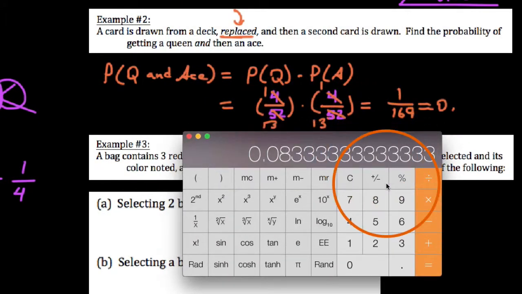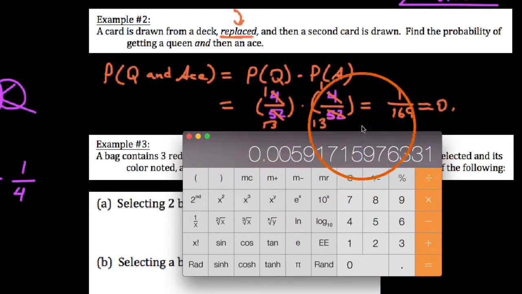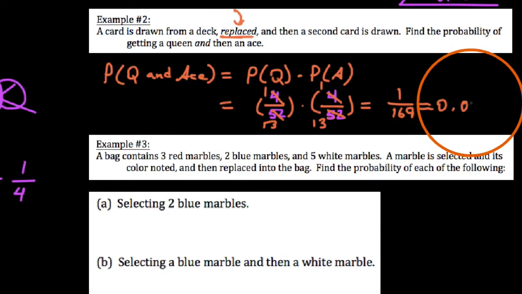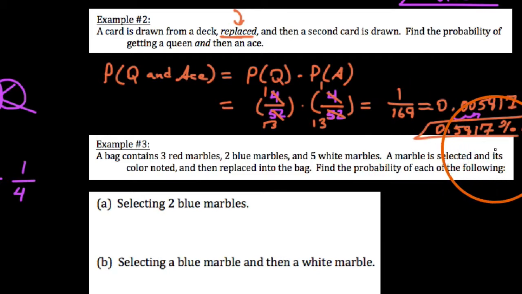So we'll go ahead and take that 1 divided by 169 here, and we get about 0.005917, so 0.005917. And then if we scooch this decimal twice to the right, we actually get a 0.5917-ish % likelihood that this actually occurs.